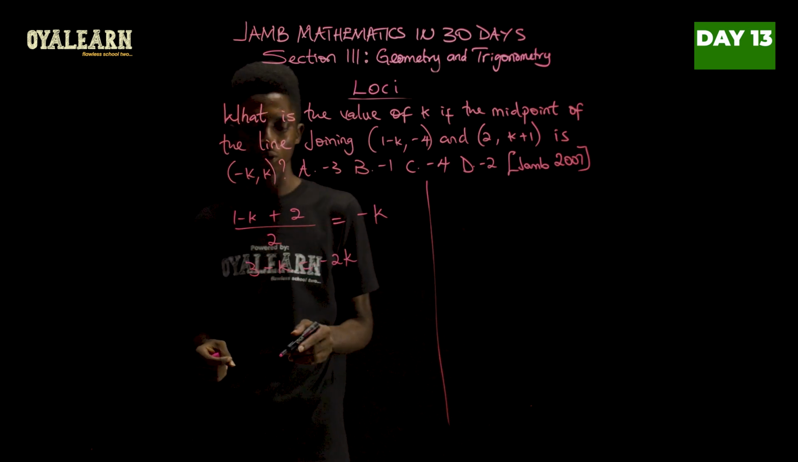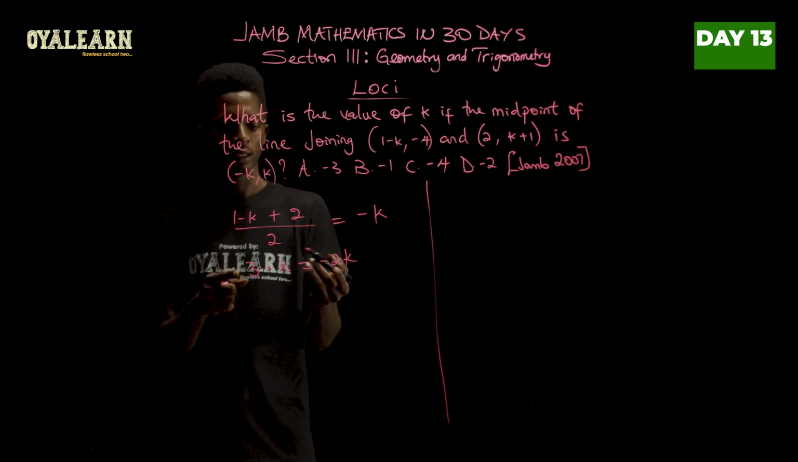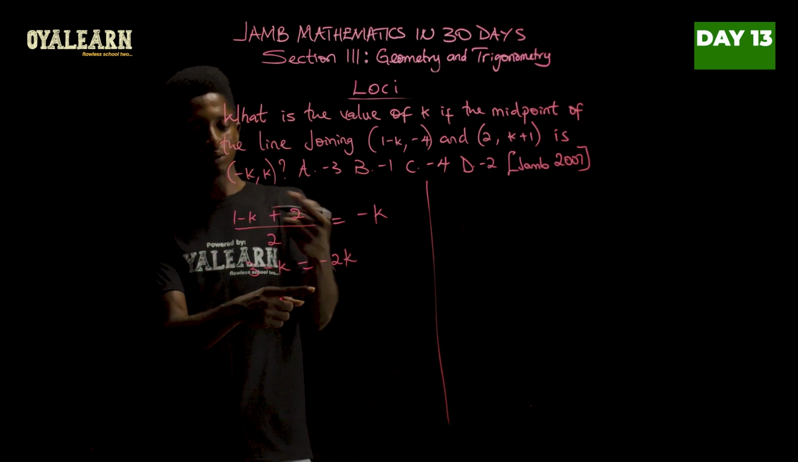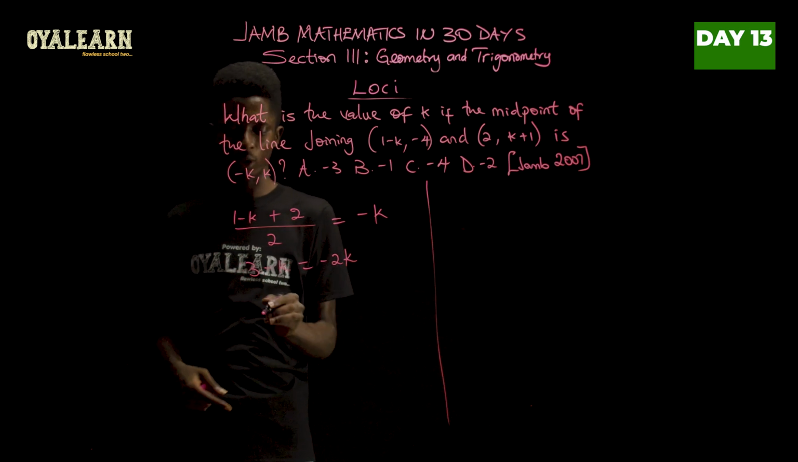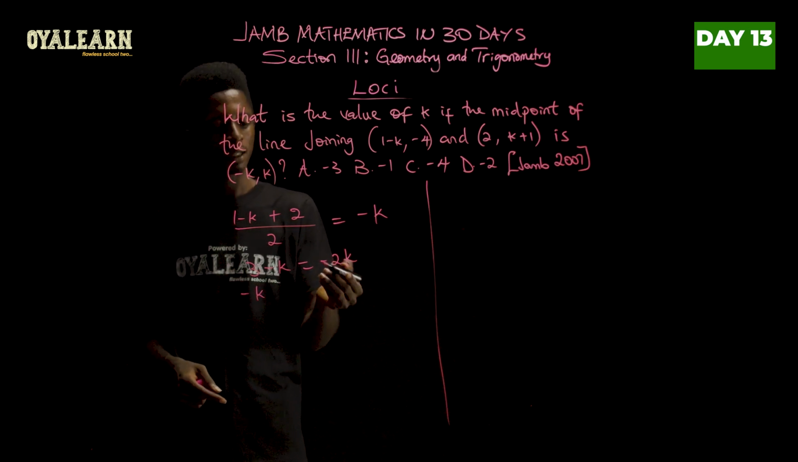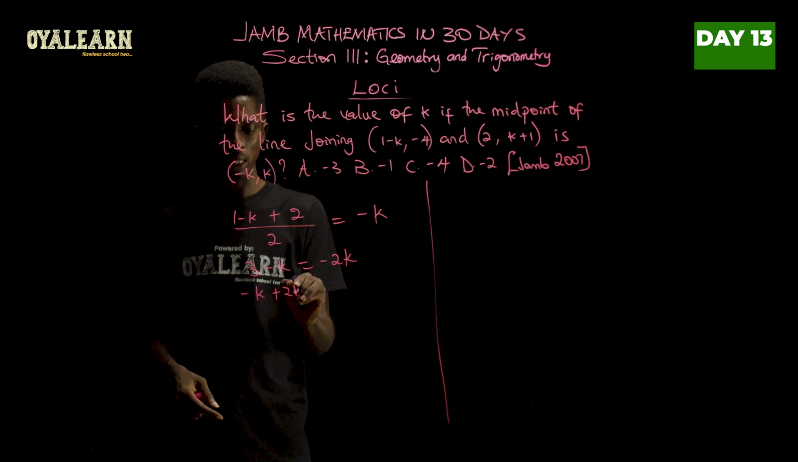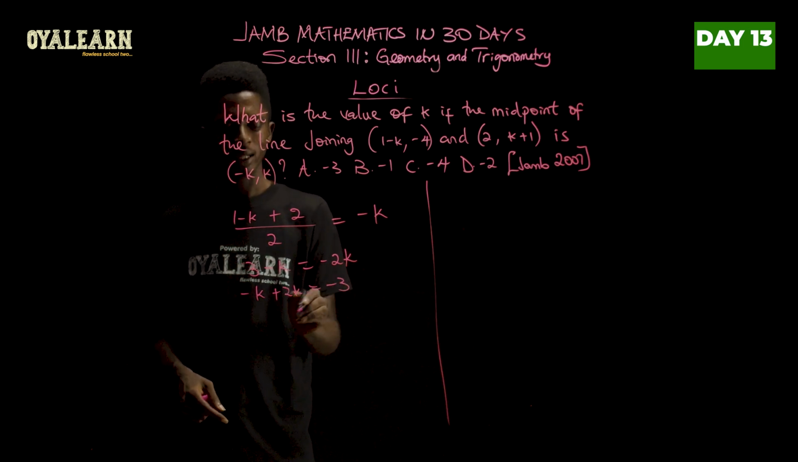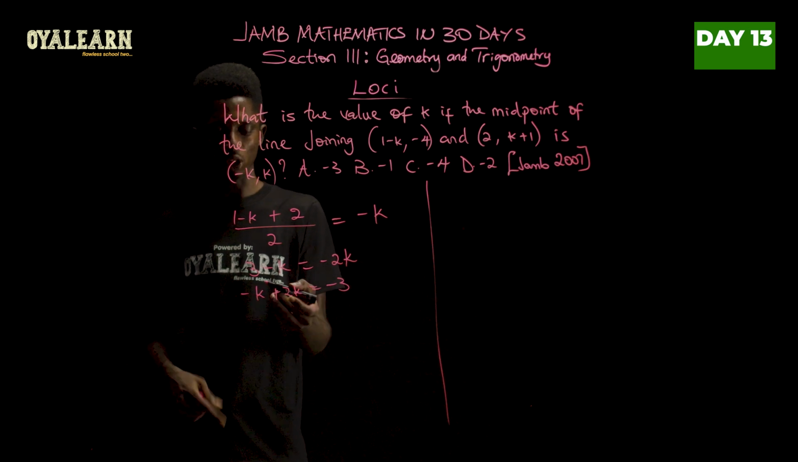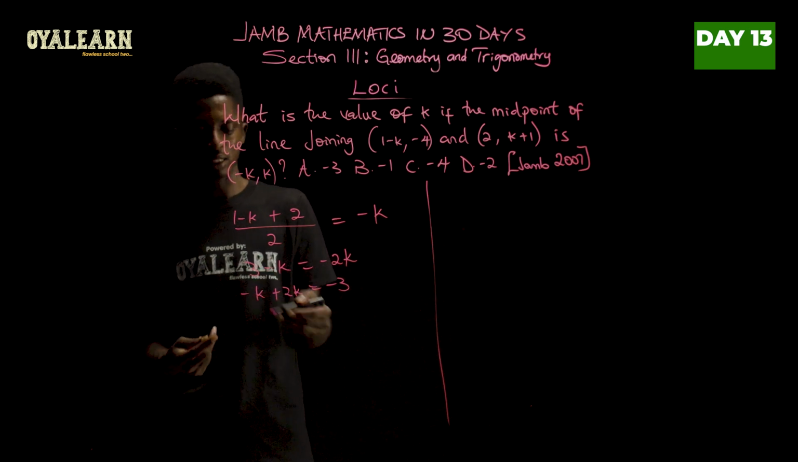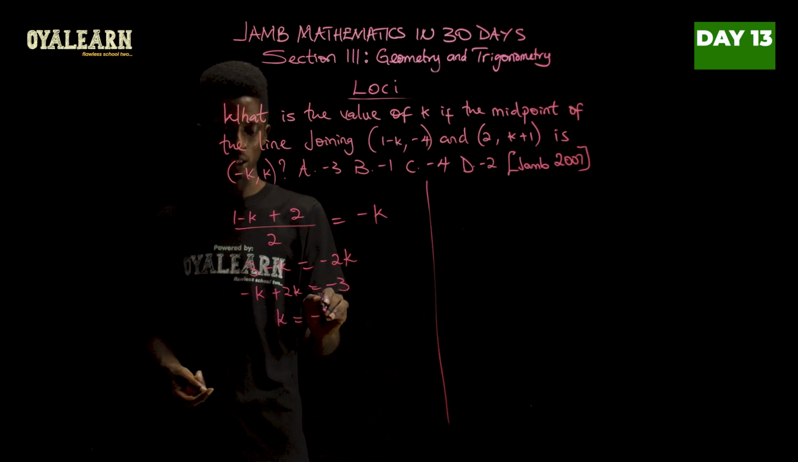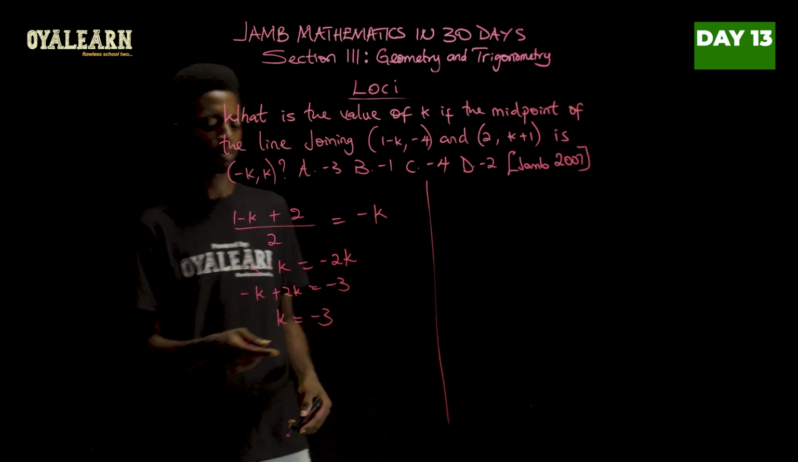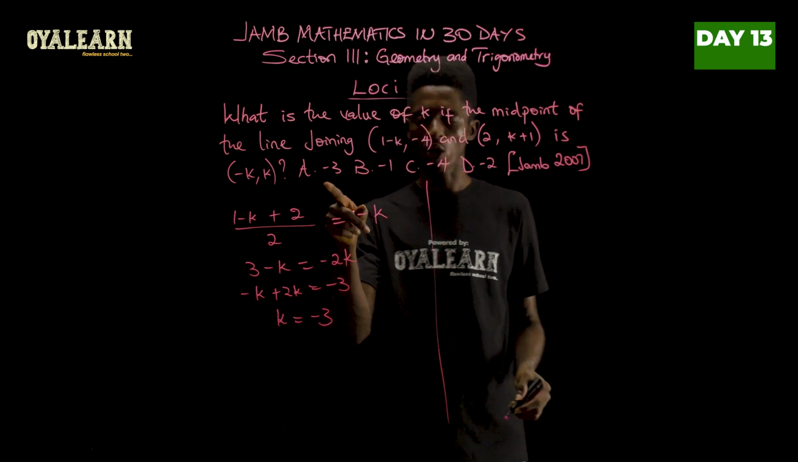So what we have to do is to bring negative 2k to this point and bring the constant to the other side. So we have minus k, and this will become plus 2k equals, now the constant coming to the other side will become minus. And when we do this, it's just like saying 2k minus k, and that will give us k equals minus 3. So k is minus 3, which is option A.